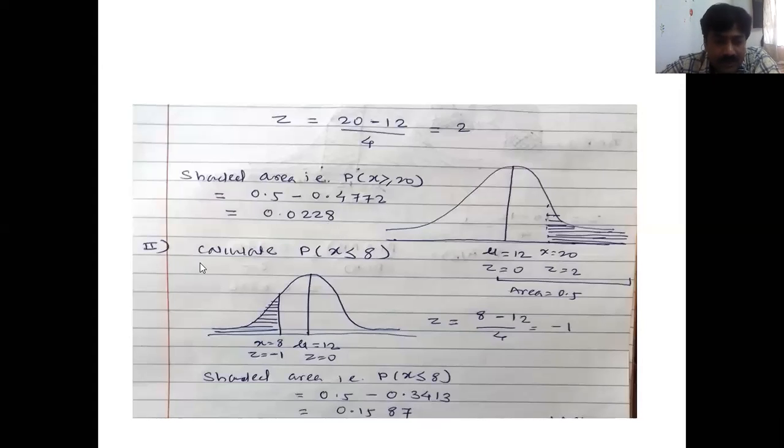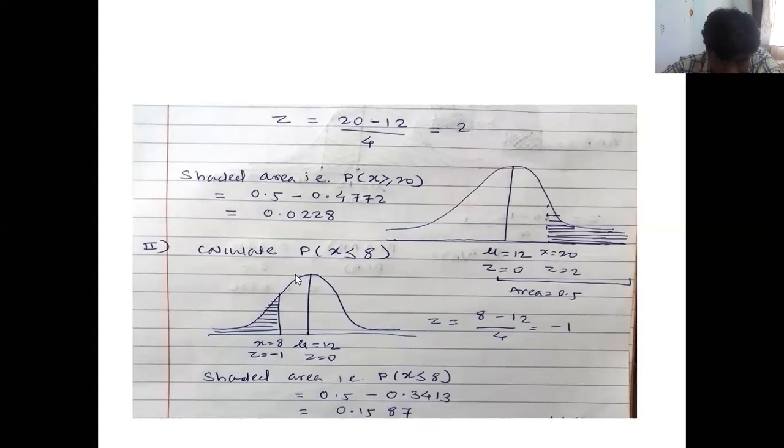Okay. Next, second example, let's say calculate the probability of x less than or equal to 8. Fine. So as per the formula, 8 is the x value minus 12 is the mean, divided by the standard deviation. This 12 and 4 are given to us, and the z value will come out as minus 1 here.